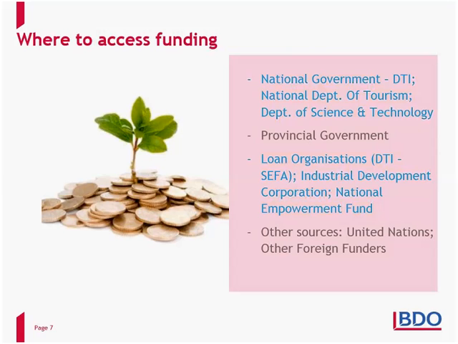Where to access funding? Firstly, at national government level, we have the Department of Trade and Industry, the National Department of Tourism, and the Department of Science and Technology. At provincial government level, one can access certain incentives. And then there are loan organizations. The DTI themselves have established the Small Enterprise Financing Agency. The Industrial Development Corporation has been around for many years, offering loans to businesses. And more recently, the National Empowerment Fund has been established to offer loans to South African businesses.